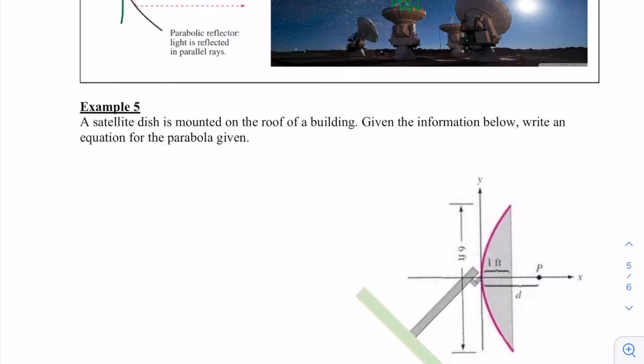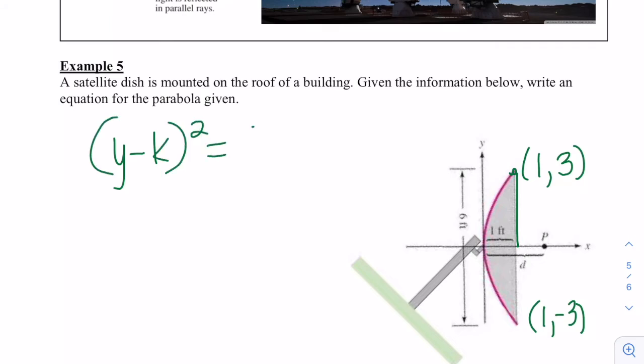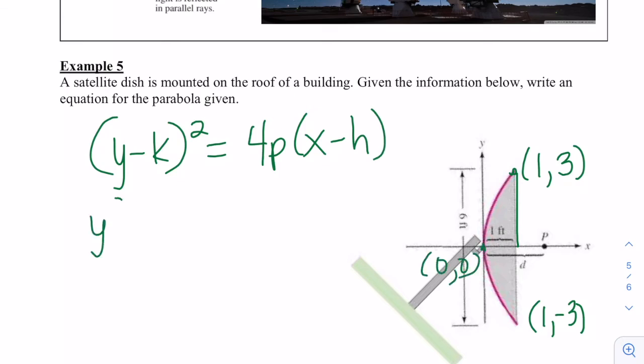So here we have a satellite dish mounted on the roof of a building, and we want to write the equation for the parabola. We're given this height is going to be 3. So I could actually write the coordinate as (1, 3), and this coordinate would be (1, negative 3). What we're going to do is use the general equation: (y minus k) squared equals 4p times (x minus h). Here we have the vertex at the origin, so I'll rewrite this as y squared equals 4px.